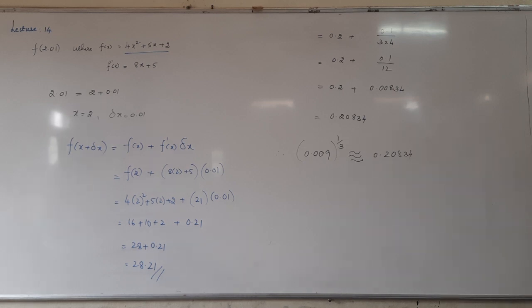5.001 where f of x is x cube minus 7x square plus 15.